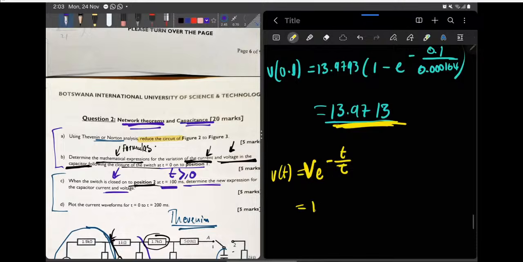Now it is going to be 13.9793 then e to the negative. Now we are putting in the values. We want V as a function of time. Here it is from 100 going up. Do not forget, we are now at 100 going up. So we have found it, and now we can even put an expression.